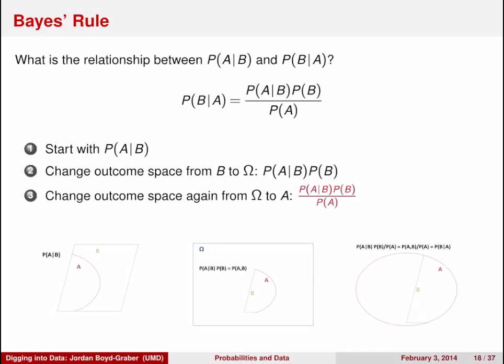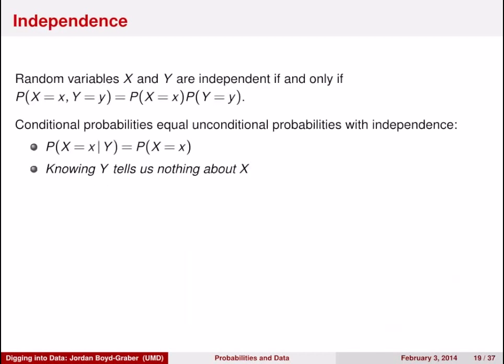One property that comes in very handy when we're working with these probability distributions is the notion of independence. X and y are said to be independent if their joint probability is equal to the product of their marginal probabilities. One very useful property of independence is that if x and y are independent, then conditioning on y gives you no additional information about x.